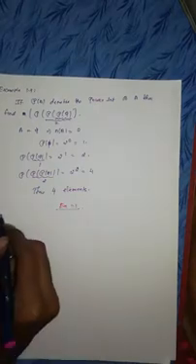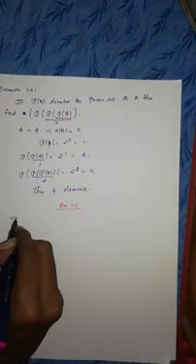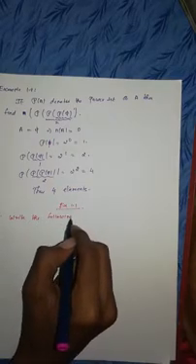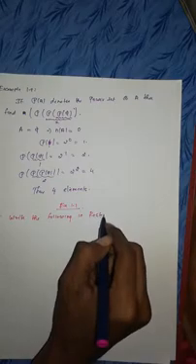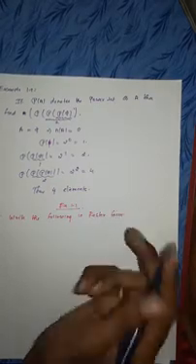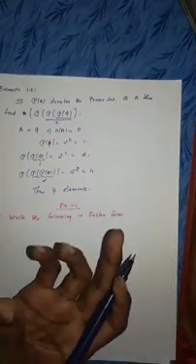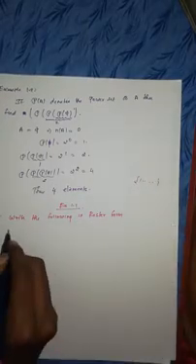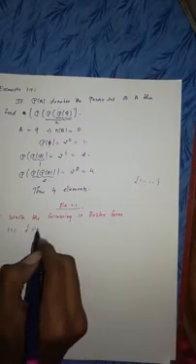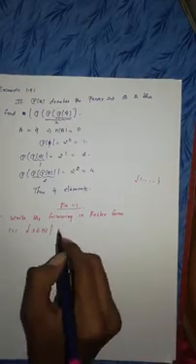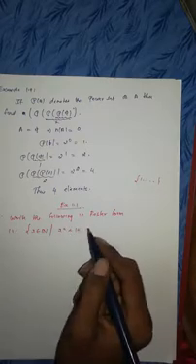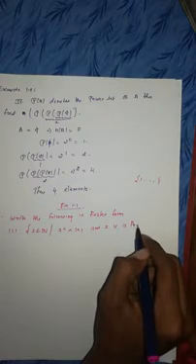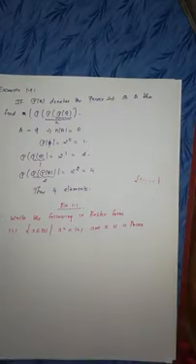Exercise 1.1. The first is: write the following in roster form. Roster form is nothing but the representation of a set by listing its elements. The first one is the set of all x in natural numbers such that x squared is less than 121 and x is a prime. Very simple.